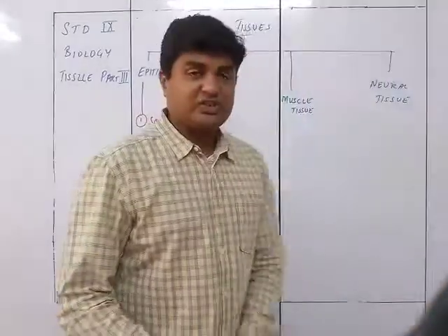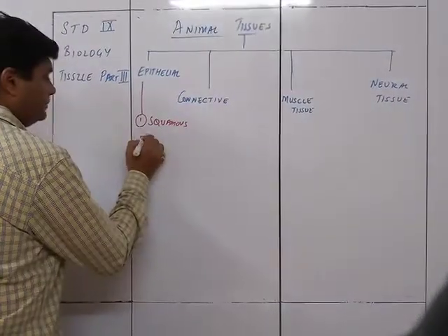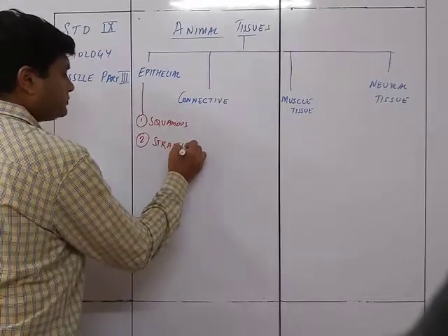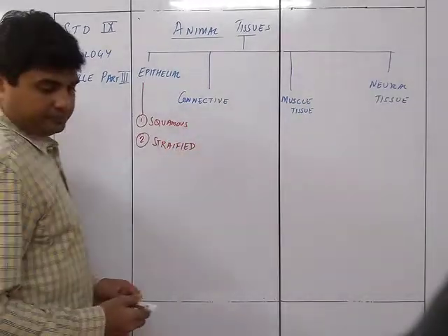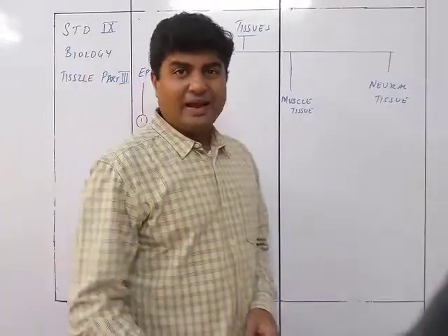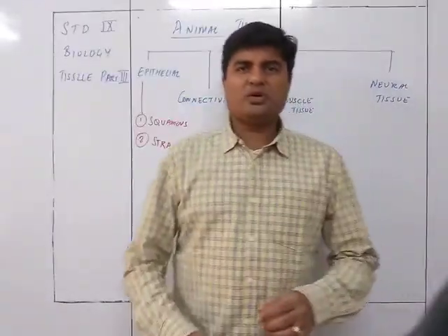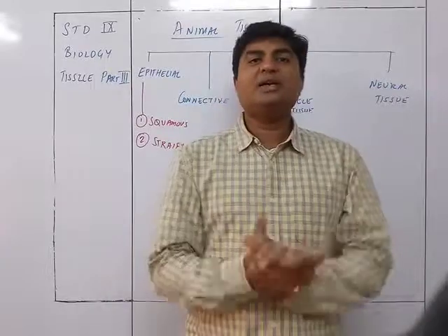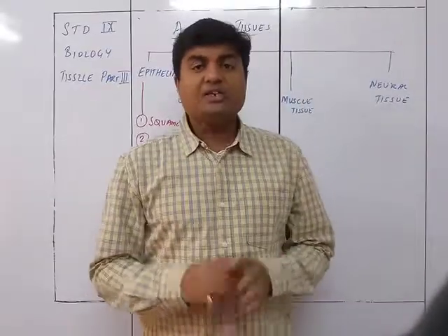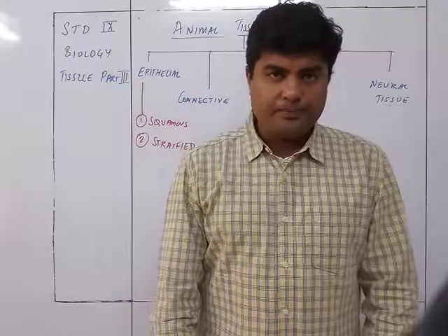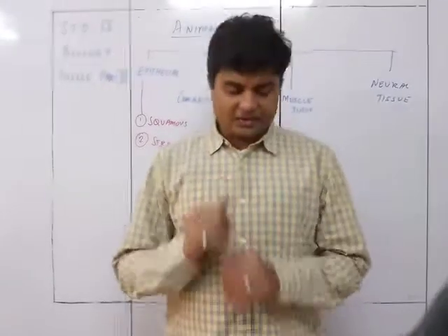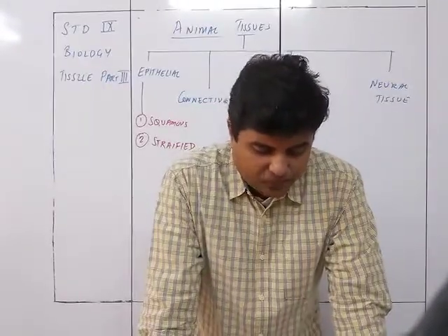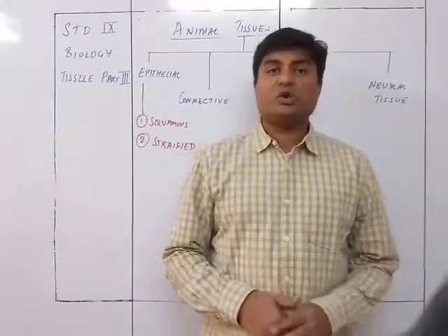The next one is stratified epithelium. Stratified. You know what is stratified? Layers. That's also a kind of rock, stratified rocks. Layer upon layer upon layer. So it is called stratified rocks. So stratified epithelium is the one which has layers. Found in skin and cornea, it is composed of several layers called strata.